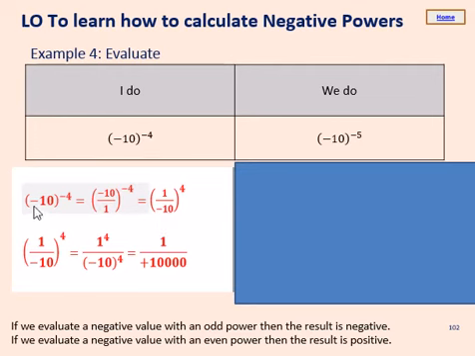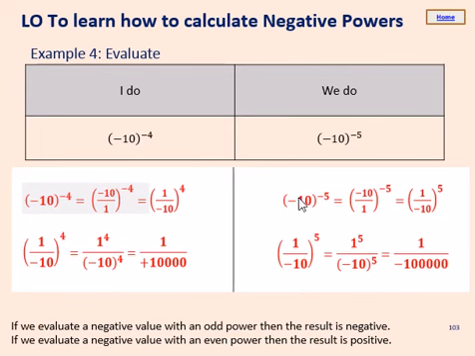So negative 10 to the power negative 4 flips into 1 over negative 10 to the power of positive 4. And then we just need to raise the 1 to the power of 4 and the negative 10 to the power of 4. So 1 to the power of 4 equals 1. Negative 10 to the power of 4 equals positive 10,000, so it's 1 over 10,000. Please pause the video there and try the we do.